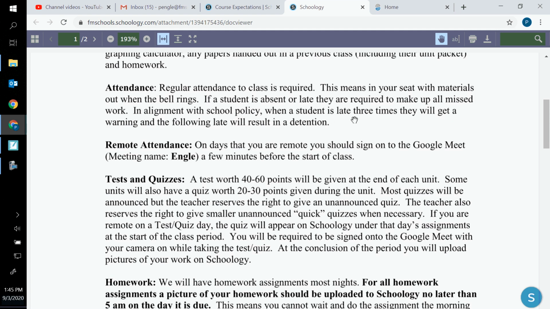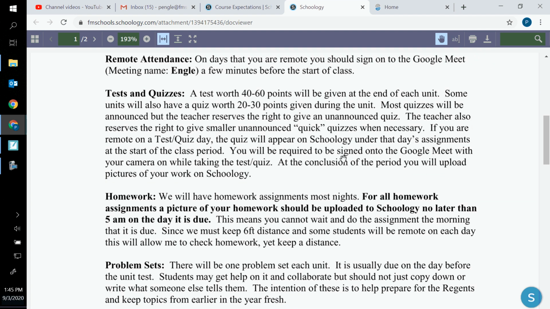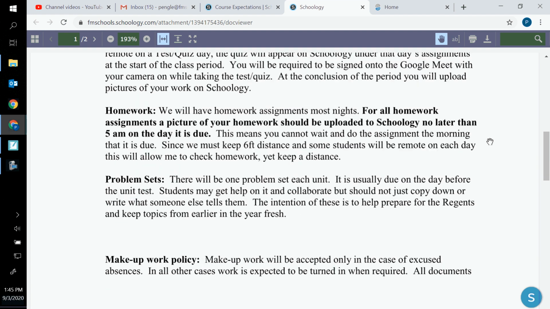It's important you're in class each day. We want you to be in class when the bell rings if you're in class. If you're remote, we want you to be signed on to the Google Meet a minute or two before class starts. So the Google Meet, the name will always be Engel. And again, there's the directions right below this short video to show you how to sign up for that on your remote days. We'll have tests and quizzes throughout the year. And you'll take them on the day they are, whether you're in class or you're remote, and we'll talk about those more when it gets close to it.